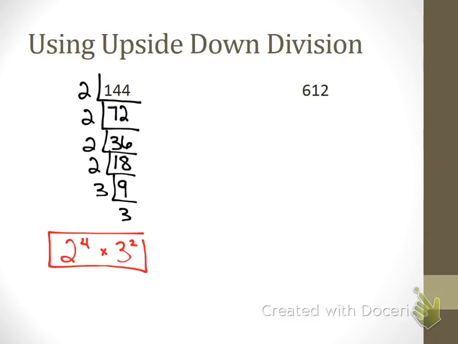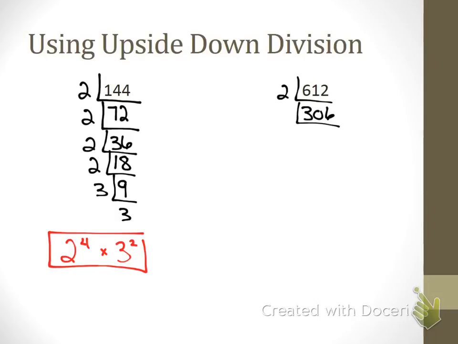All right, I want you to do the same thing to 612. All right, so starting, what number did you start by dividing by? 6? Can I divide by a 6? Why can't I divide by a 6? Because it's not prime, right? I have to divide by a prime number, like 2, because it's an even number.